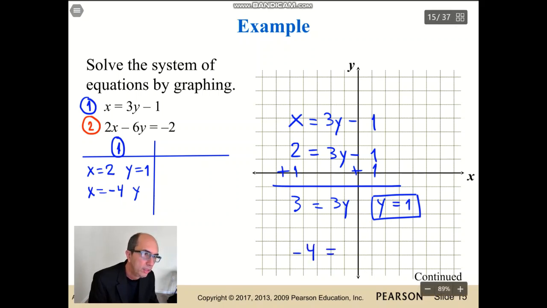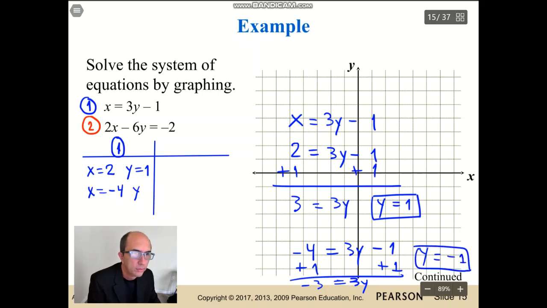If x equals -4, then -4 equals 3y minus 1. Add 1 on both sides. You have 3y equals -3, right? Y equals -1. And let's say x equals -1.